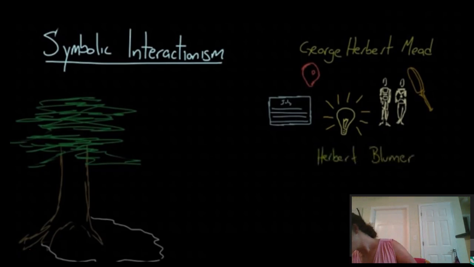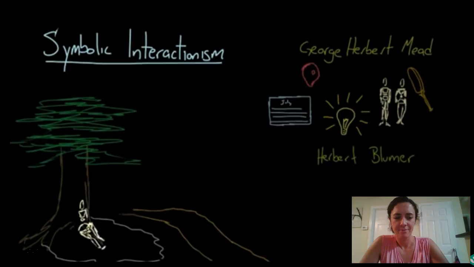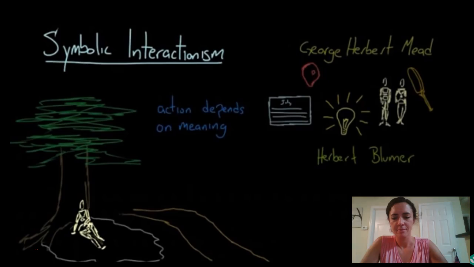Herbert Bloomer continued Mead's work and actually coined the term symbolic interactionism to describe this theory of society. He proposed three tenets to explain symbolic interactionism. Let's say I do decide to sit under that tree on my long walk today. I step off the path and sit down and lean back against the trunk. Bloomer's first tenet was that we act based on the meaning we have given something. I consider the tree as a place to rest, so I'll go lean against it.